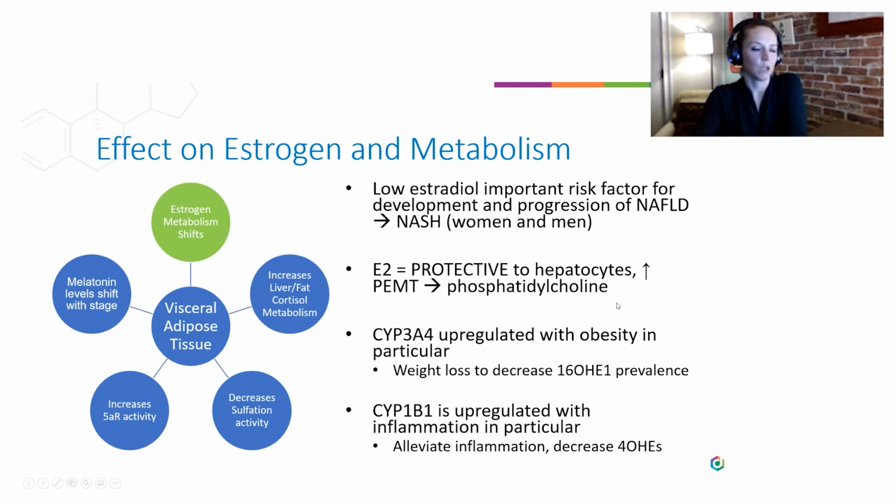Estradiol is protective to hepatocytes. We know that estradiol increases the enzyme PEMT, which helps us form phosphatidylcholine in the liver. And some of us who have been around the block for a while know phosphatidylcholine can melt liver fat. So phosphatidylcholine is super important. Estrogen protects our phosphatidylcholine.